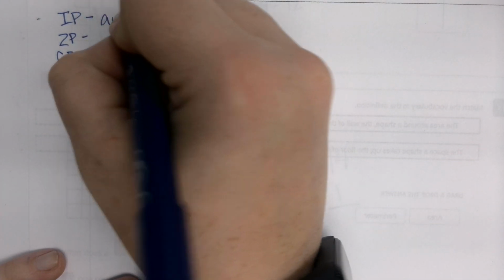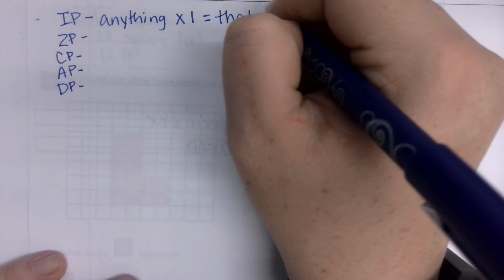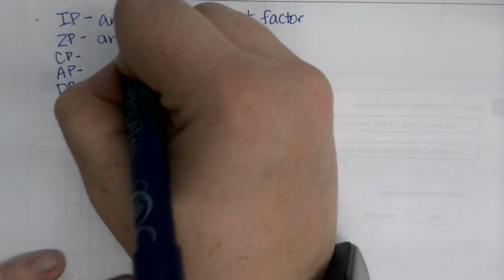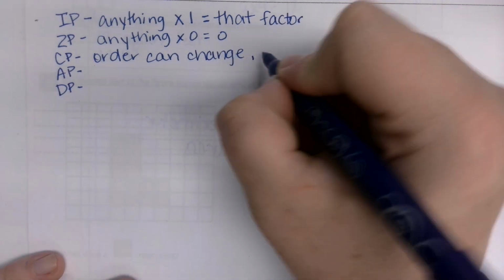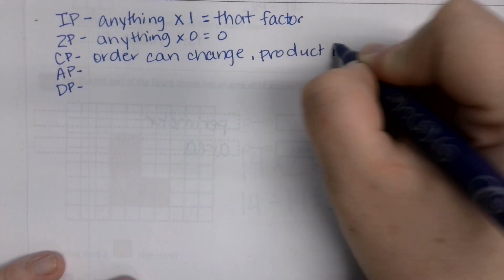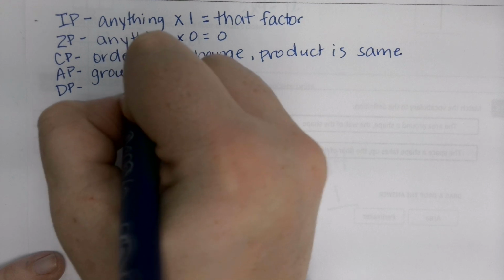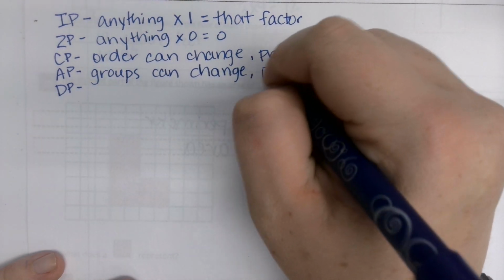anything times 1 is that factor. Okay. ZP, any factor times 0 is 0. CP, the order can change, but the product is the same. Associative property is that the groups can change, but the product is the same.